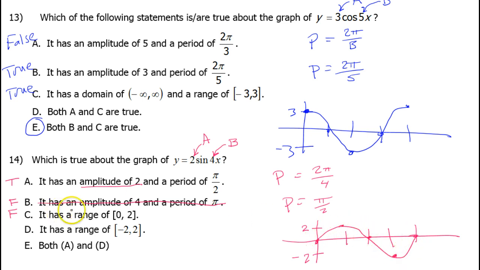Okay, so the range is from -2 to +2, not 0 to 2. So that's why that's false. Well, I guess I've already answered question D. It has a range of -2 to +2. Yeah, the midline is 0, so -2 to +2. So that's true.